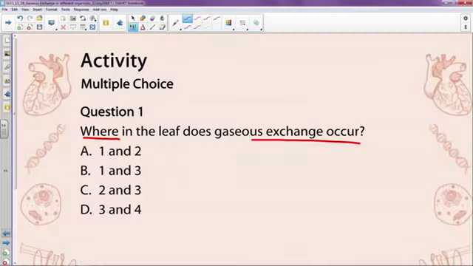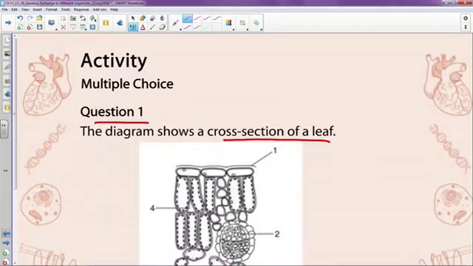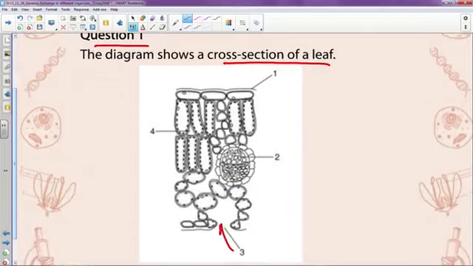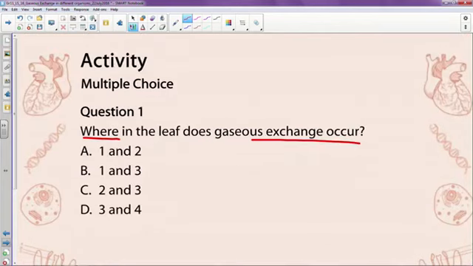Where in the leaf does gaseous exchange occur? This refers to that diagram. If we go back to this leaf, it's going to occur through this opening and through those spaces here. Remember that the cuticle does not allow for the exchange of gases, and the vascular bundles are for the transportation of oxygen. So it's going to be between 3 and 4. Let's see if we've got an option for between 3 and 4. Yes, and for those of you that got that, well done.